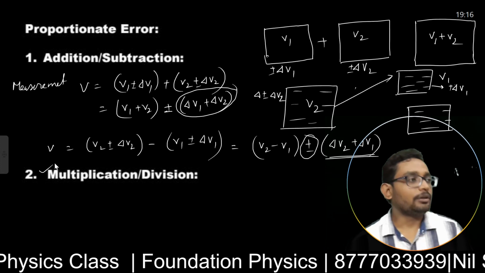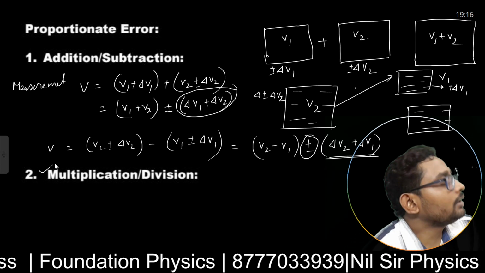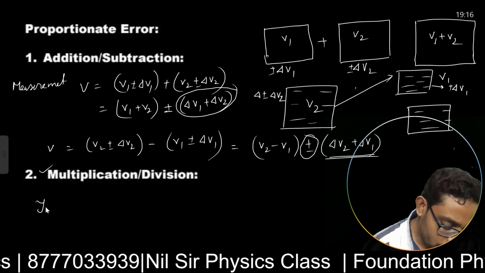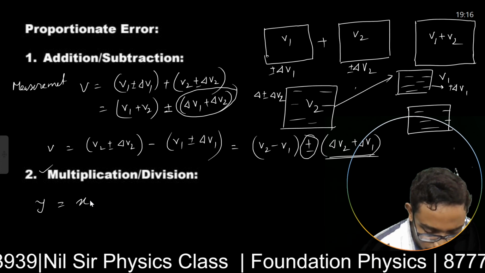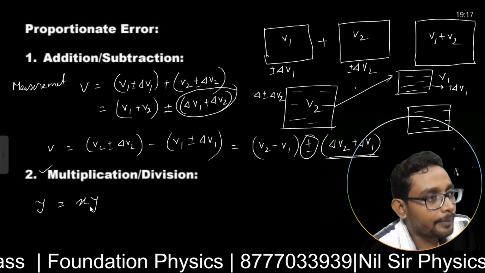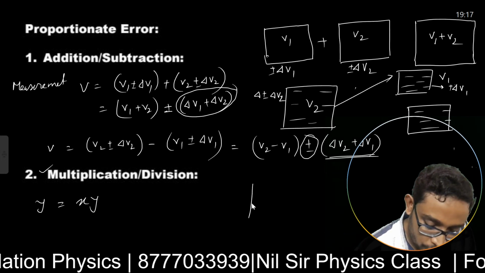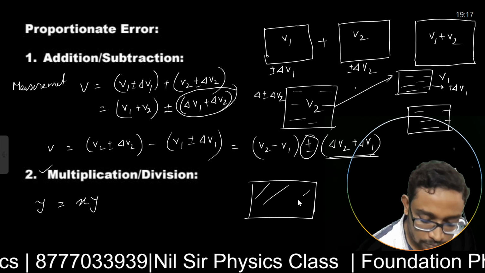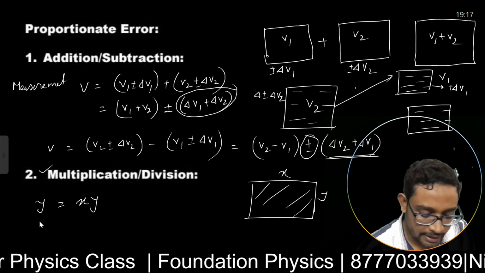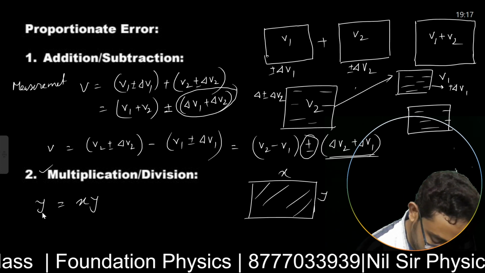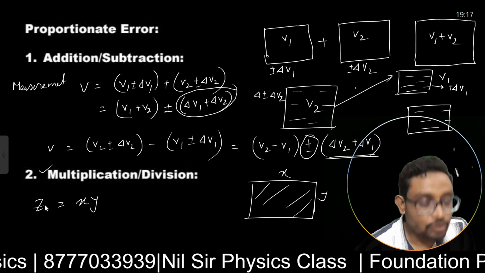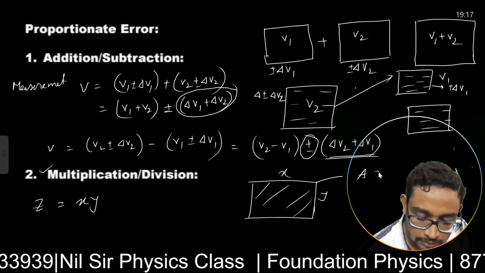Multiplication: if your variable is in the form of multiplication, for example y equals x into y, this could be your form. For example, area. You take a sheet and you're calculating this area. So this is x. What will be its area? Oh, this is z, this is not y. So what is area? You can take area equals x y.